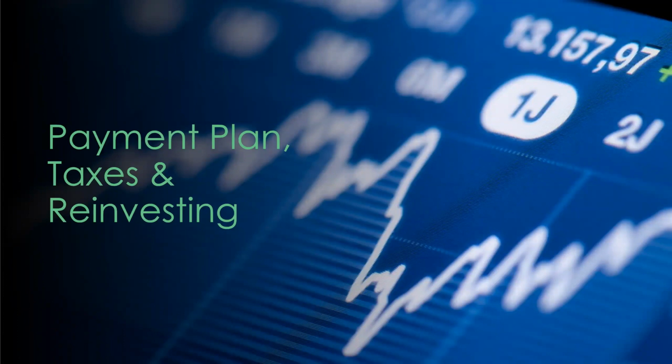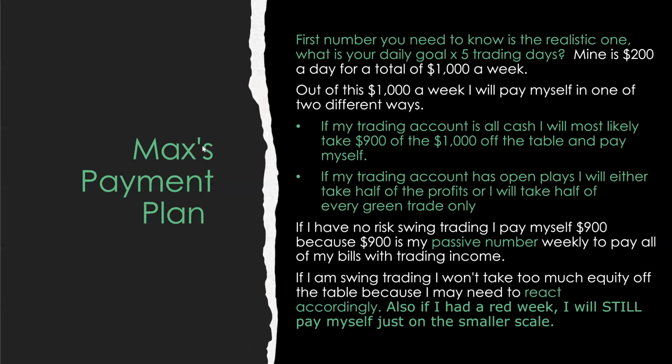Let's talk about payment plans, taxes, and reinvesting. So here's my payment plan. Here's how I pay myself. The first number you need to know is your realistic one. What's your daily goal times 5 trading days? Mine is $200 a day. All right, $200 a day keeps the day jobs away. That's just under $50,000 a year. I'm good with that. I can live comfortably on that.